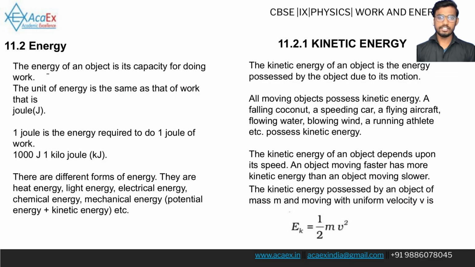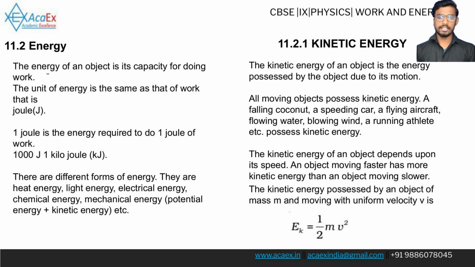Energy. The energy of an object is its capacity for doing work. The unit of energy is the same as that of work, that is joule, J. 1 joule is the energy required to do 1 joule of work. 1000 joules is 1 kilojoule. There are different forms of energy. They are heat energy, light energy, electrical energy, chemical energy, mechanical energy, which is potential energy plus kinetic energy, etc.